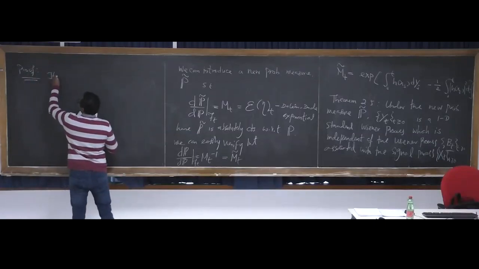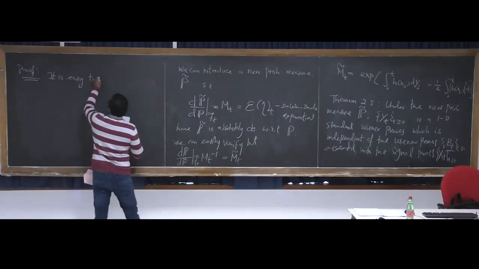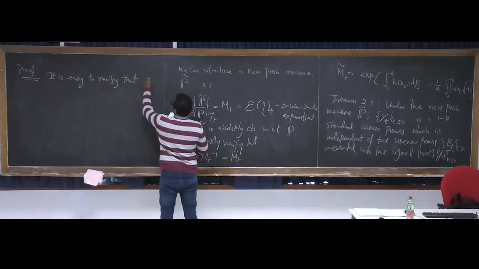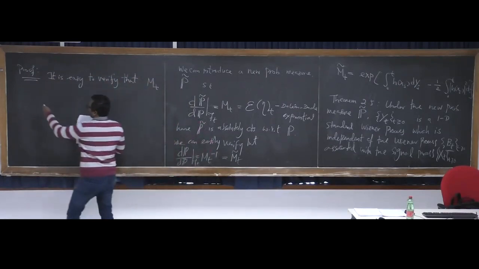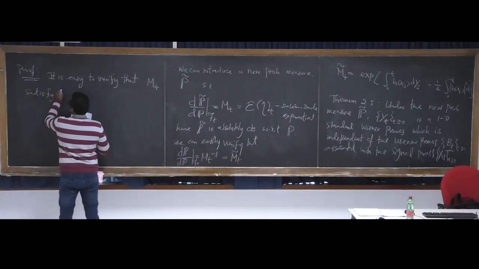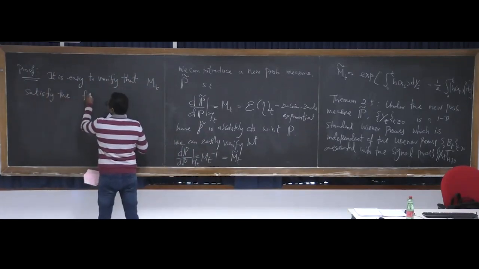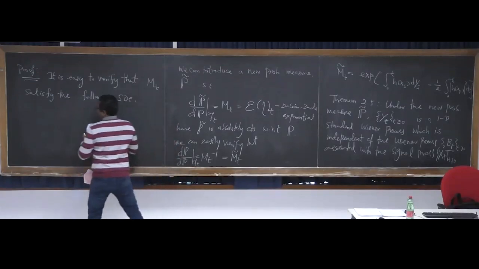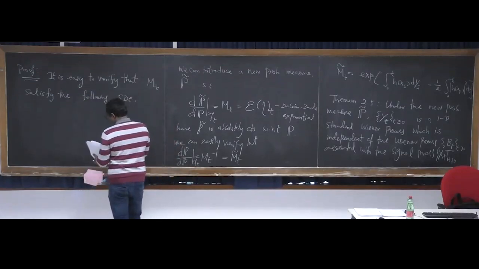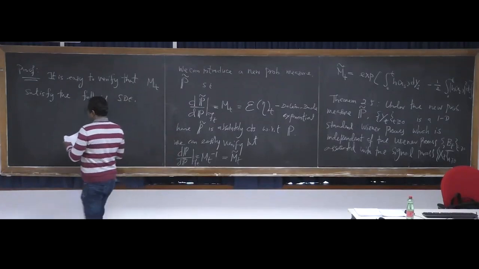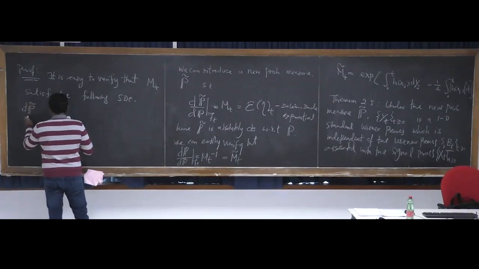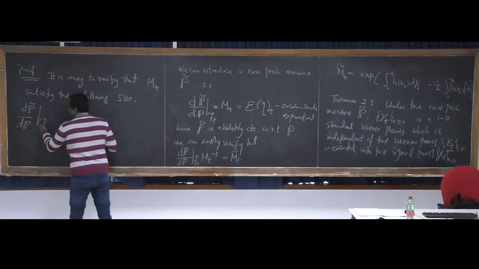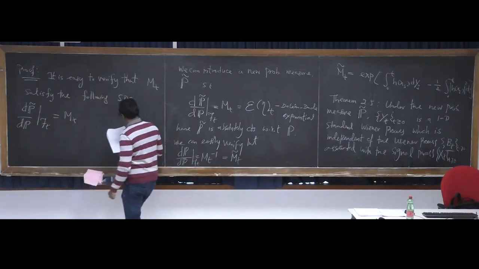So it is easy to verify that M_T satisfies the following stochastic differential equation. So what is M_T? M_T is the Radon-Nikodym derivative of the new probability measure P tilde with respect to the original probability measure P. This is M_T.